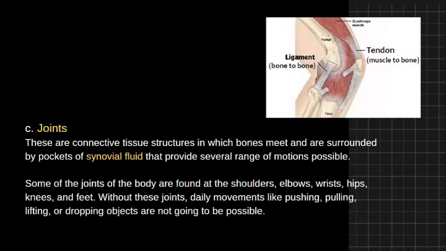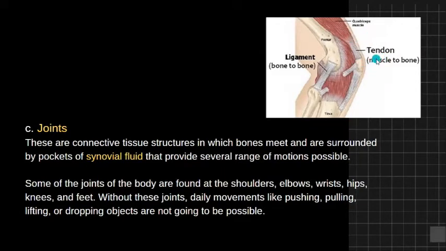How about joints? So these are connective tissue structures in which bones meet. So nakikita yung bones natin and are surrounded by pockets of synovial fluid that make a wide range of motion possible. So ito na yung example natin ng joints, kung saan nakikita yung ating mga bones. So you can see itong ligament na banggit natin kanina connecting bone to another bone. Ayan. So you can see, magkadikit sila. And then bone to muscle naman or muscle to bone, ito namang si tendon.